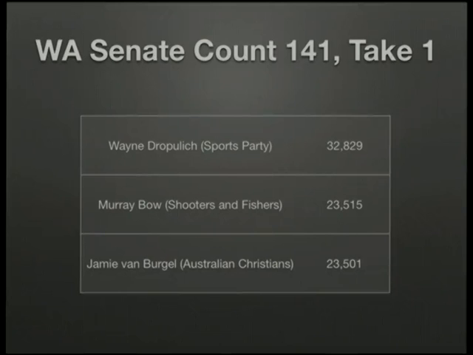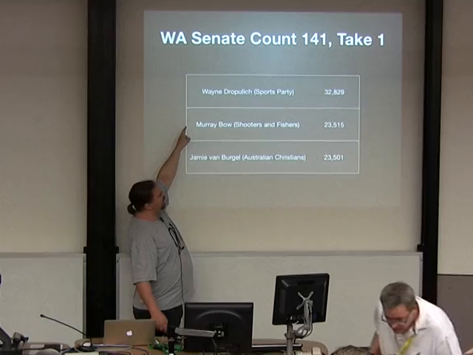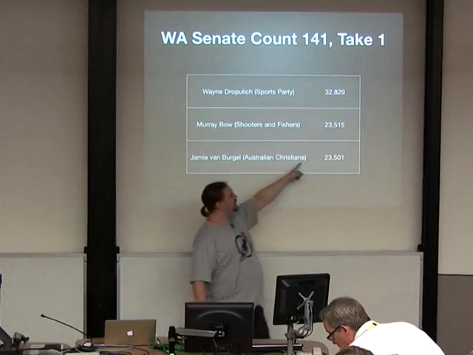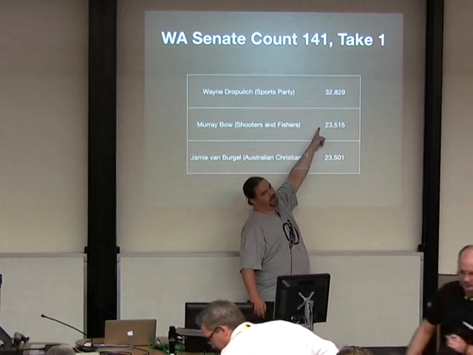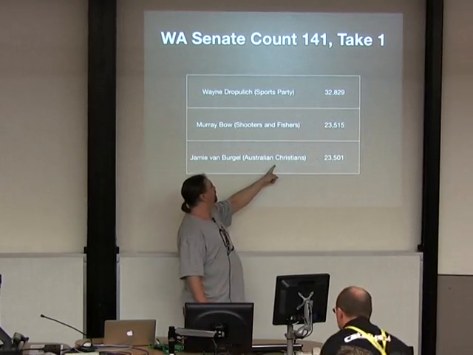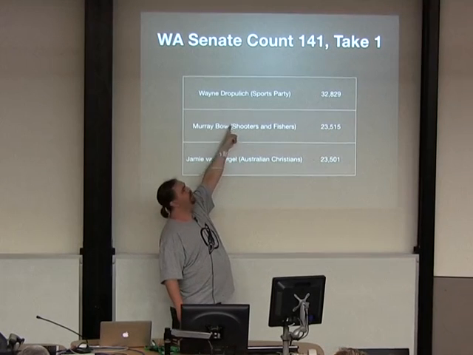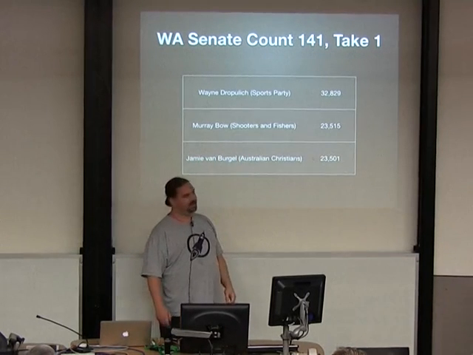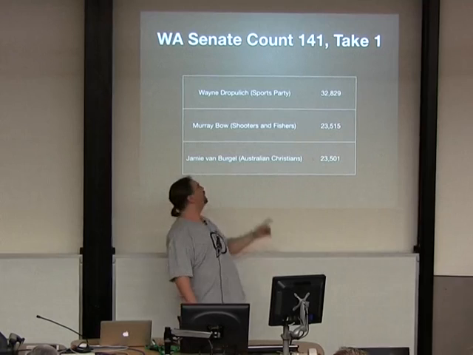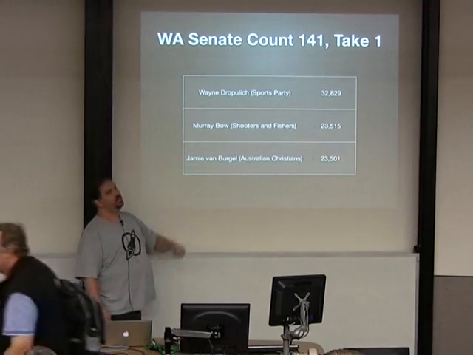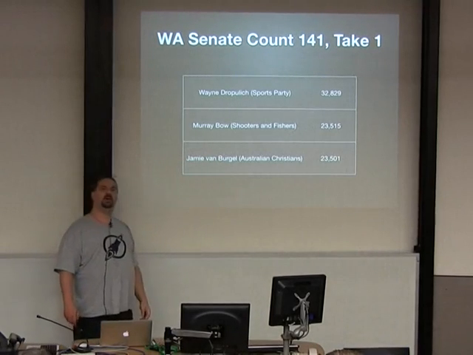The problem with this is that you can end up with interesting things like this. This is the West Australian count, the 141st count in the Senate count, the first version. This is the key count here. You can see here, these are the 14 votes I was talking about. In this scenario, the Australian Christians get excluded. Their preferences go to the Shooters and Fishers, who then have more votes than Wayne Dropulich of the Sports Party. Their preferences then go on to elect Dio Wang of the Palmer United Party and Louise Pratt of the ALP.